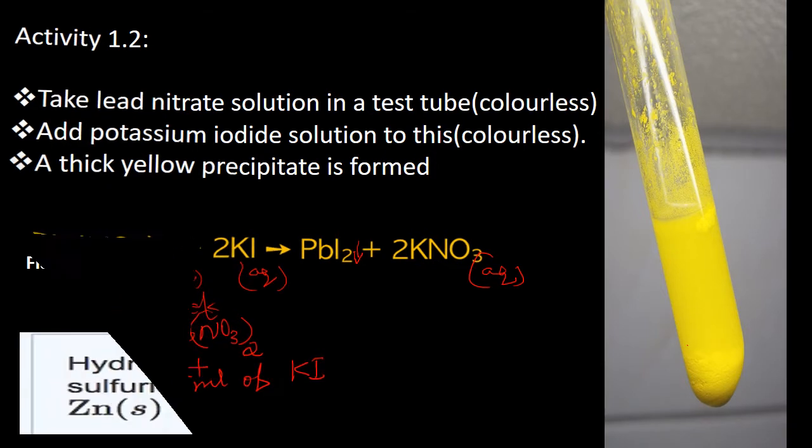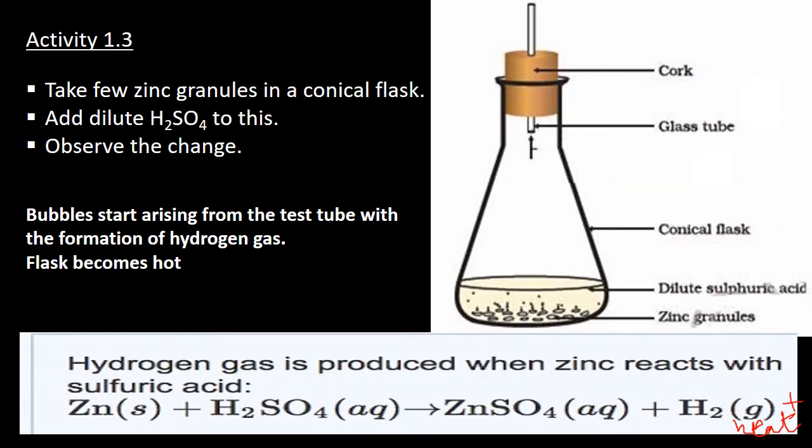Let us see the next. You have to take a conical flask, and into that conical flask add a few zinc granules and also add 10 ml of dilute sulfuric acid. After some time you can observe bubbles arising from the conical flask. What is this bubble? That bubble is actually hydrogen gas. So let us see the reaction here. Hydrogen gas is produced when the zinc reacts with the sulfuric acid.